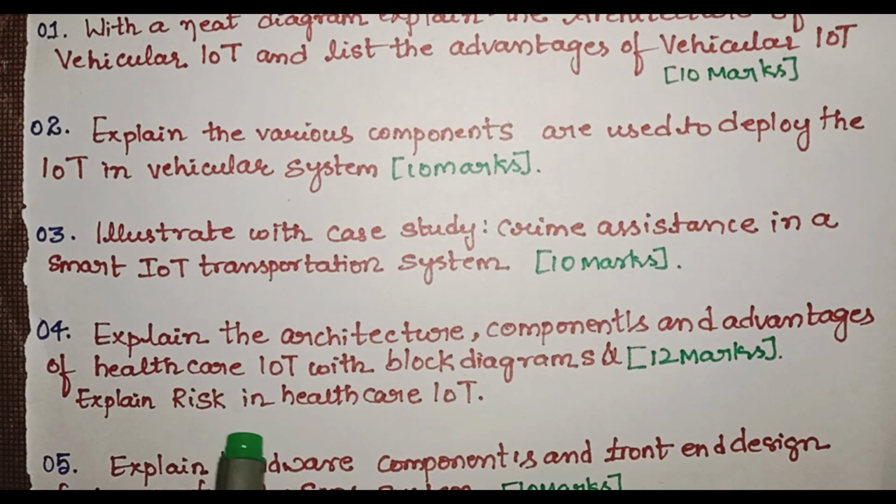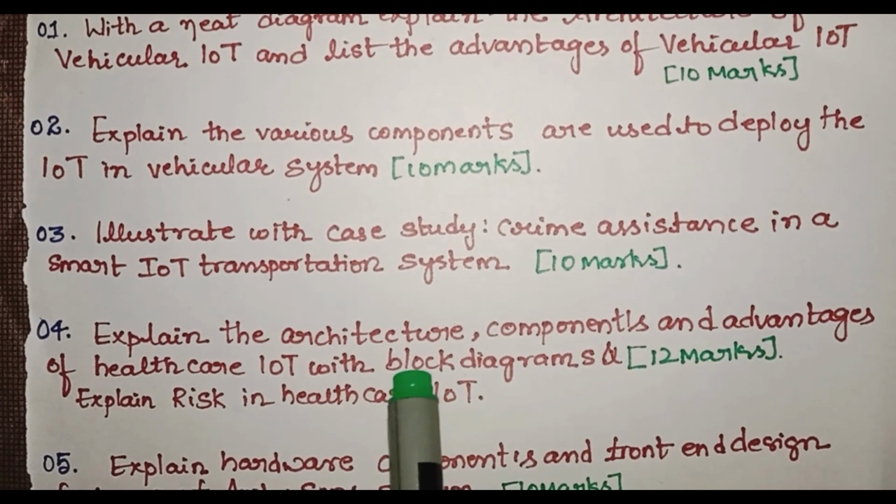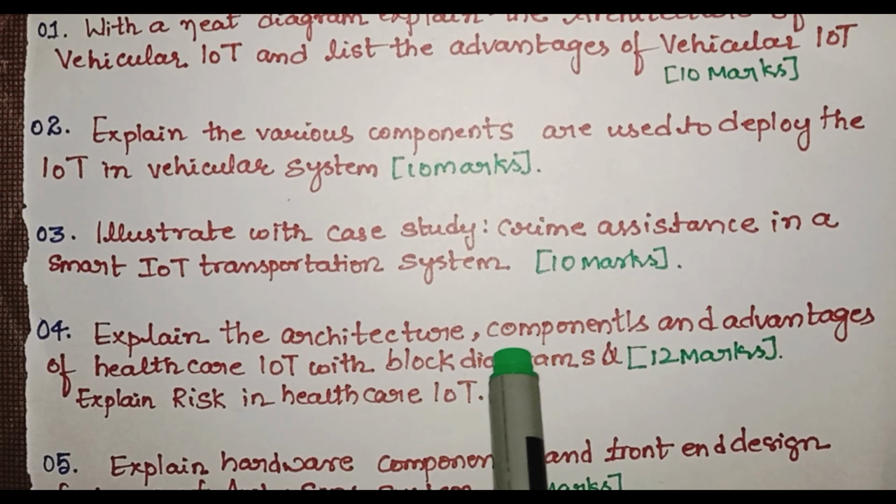And the next question is explain the architecture, components and advantages of healthcare IoT with block diagrams, and explain the risk in IoT healthcare. This is very important. Here you need to explain the 4 layers of the healthcare IoT and components of healthcare IoT such as sensors, wireless connectivity, privacy and security, analytics, cloud and fog computing interface. These are the components of healthcare IoT, and you should explain each one of them.